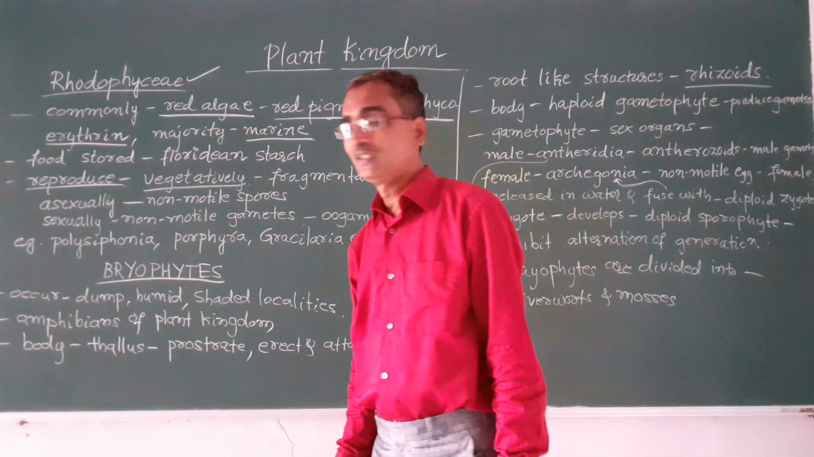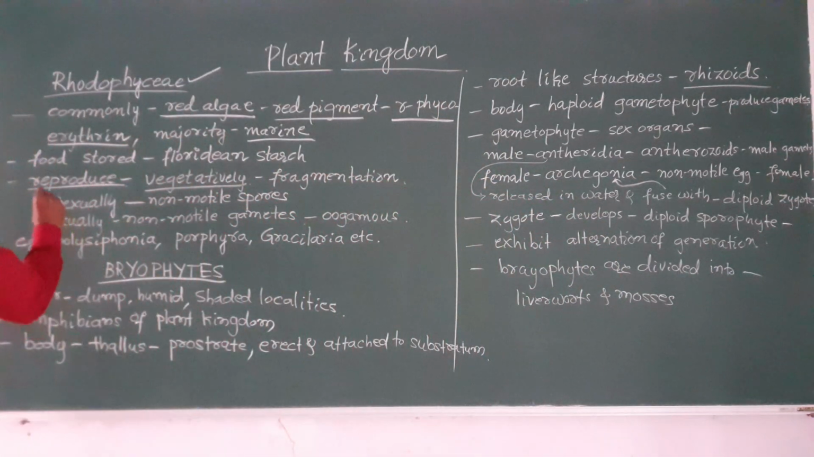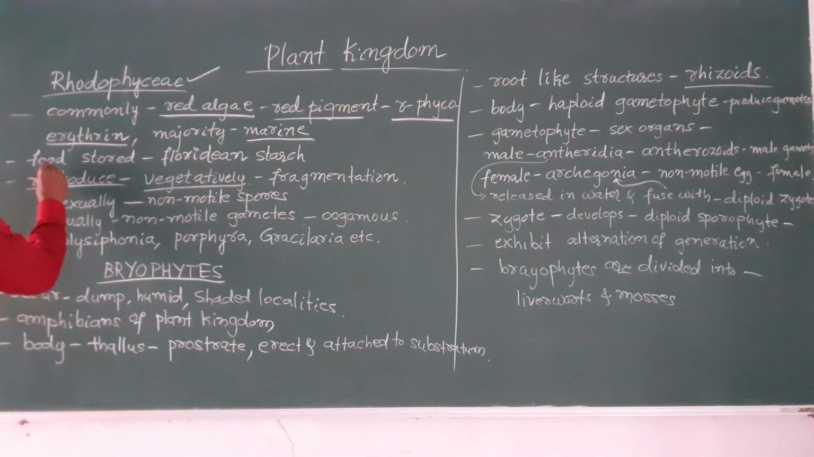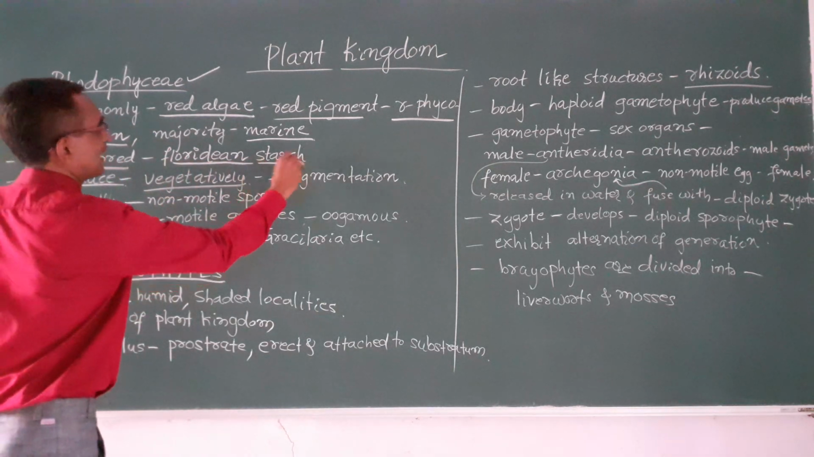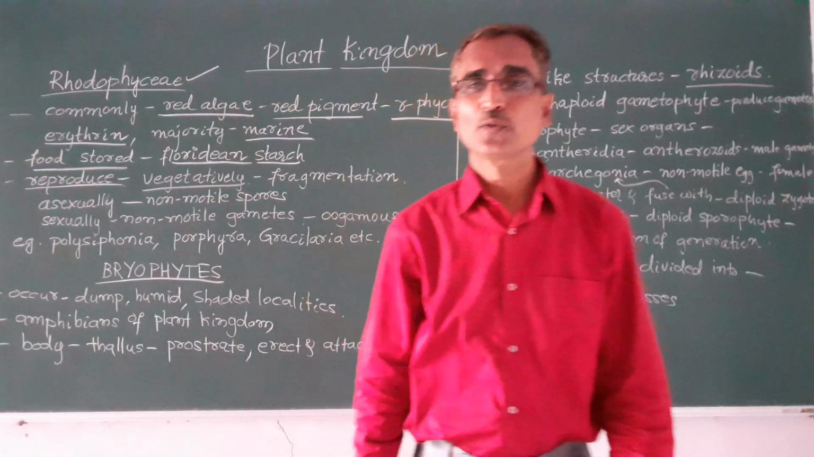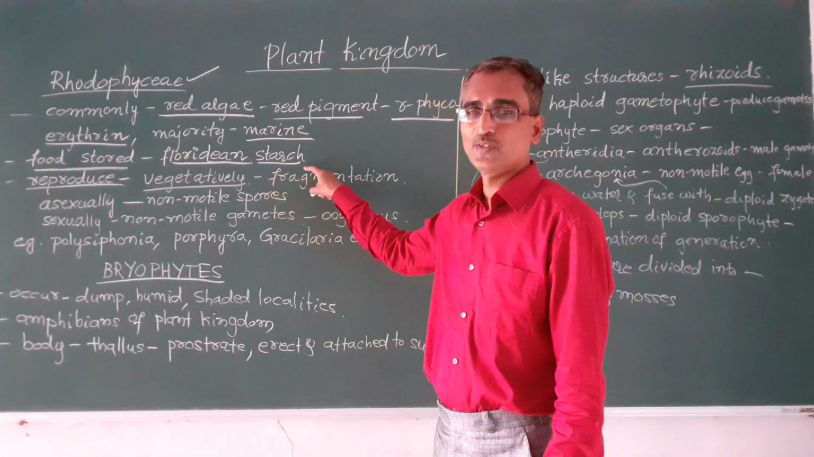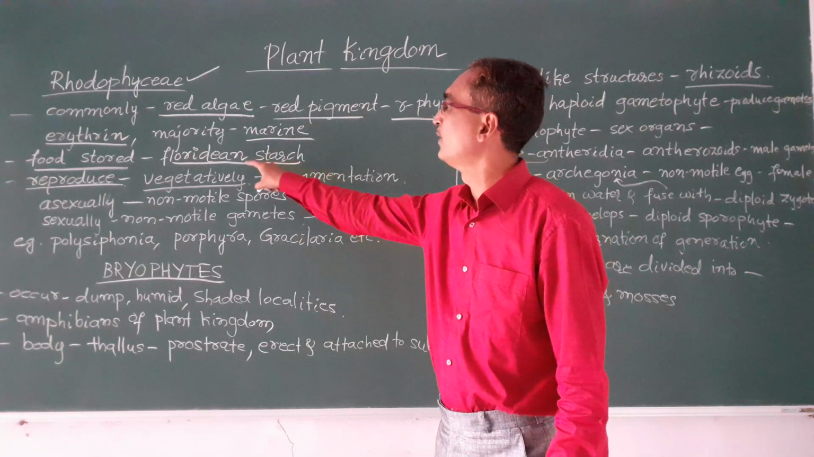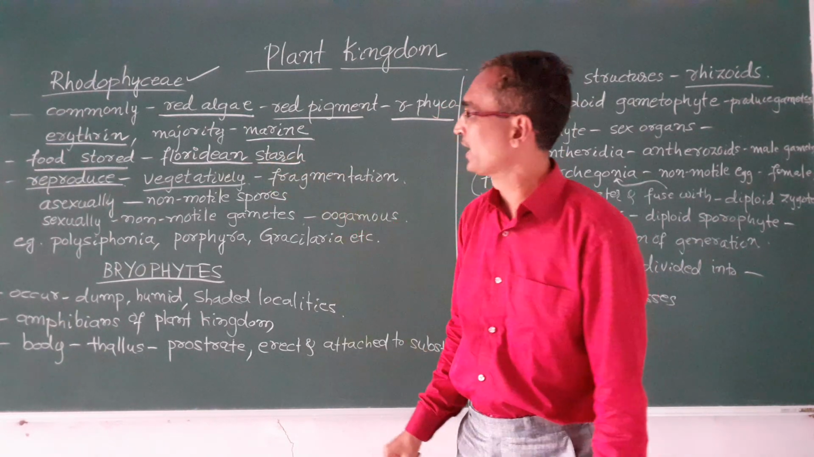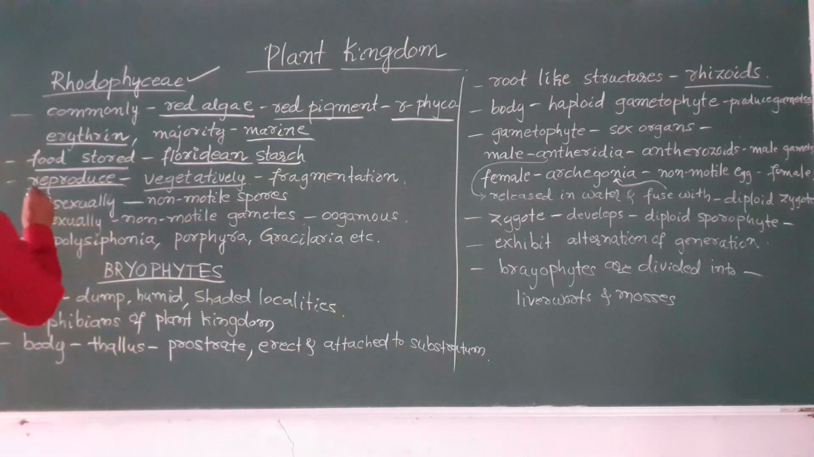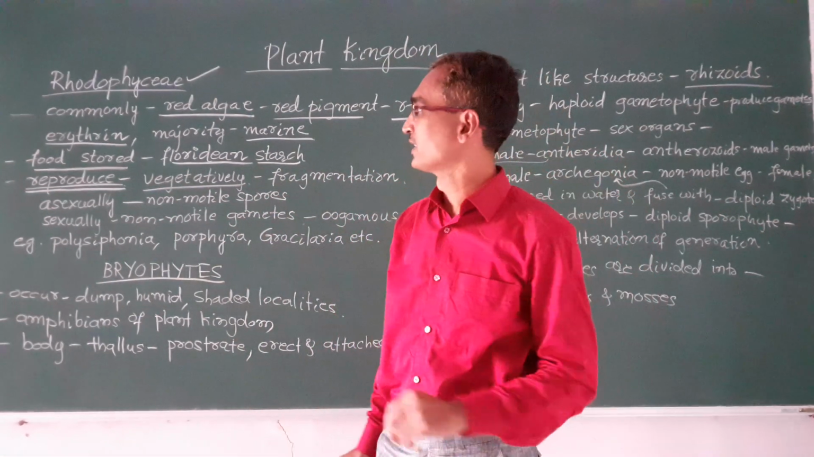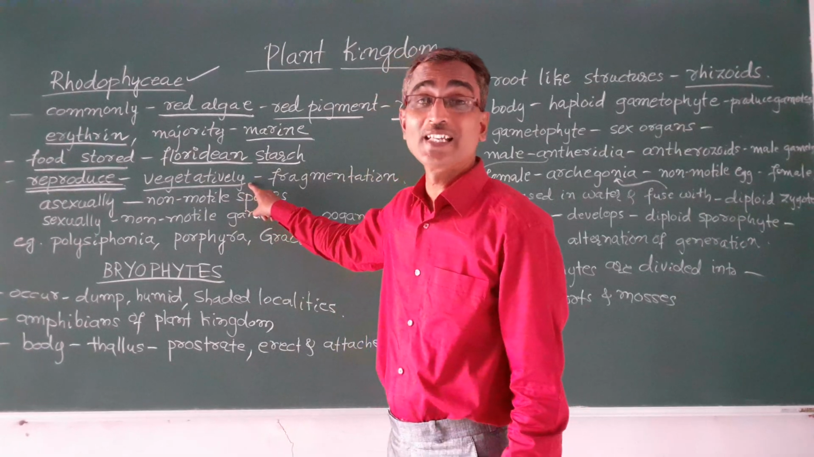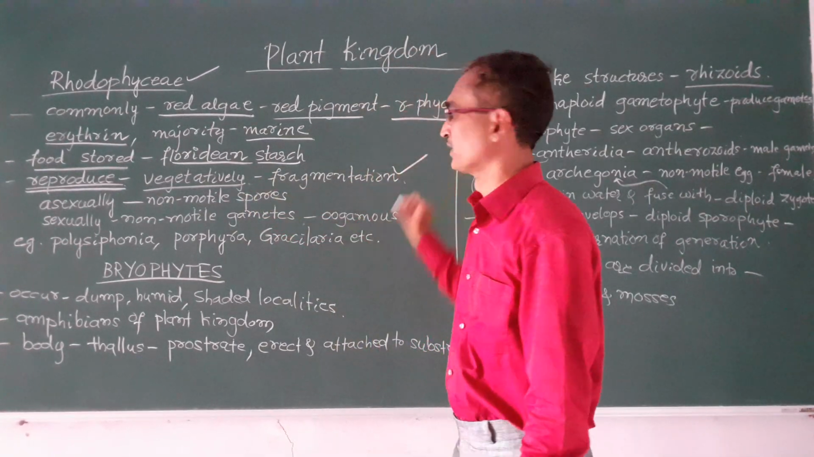They store food in the form of Floridean starch. Next is reproduction. How do these Rhodophyceae reproduce? What is the mode of reproduction? They reproduce vegetatively by fragmentation.